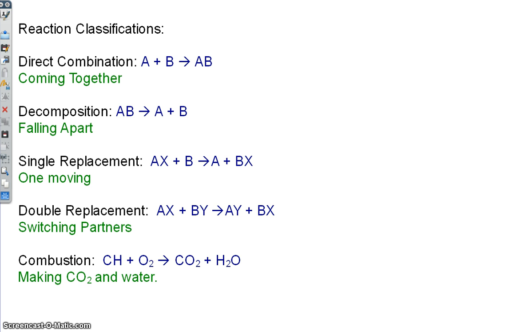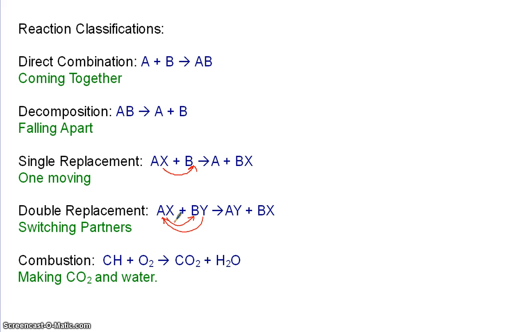A double replacement reaction is when you have switching of partners. So when we start, you have A partnered with X and B partnered with Y. And when you're done, you have A partnering with Y and B partnering with X. So the 2 things have switched positions. So again, single replacement, we have one thing moving over. In double replacement, I have 2 different things moving.